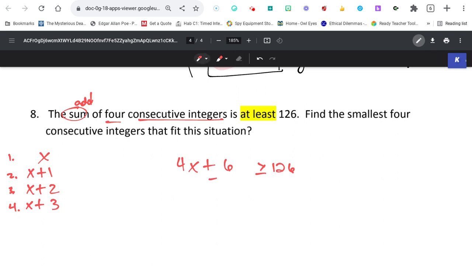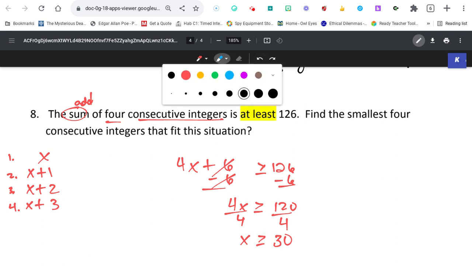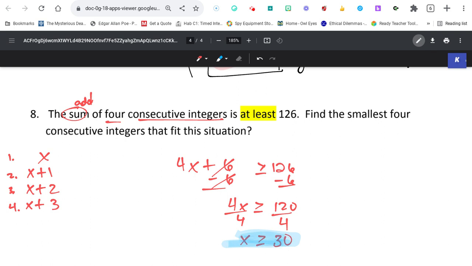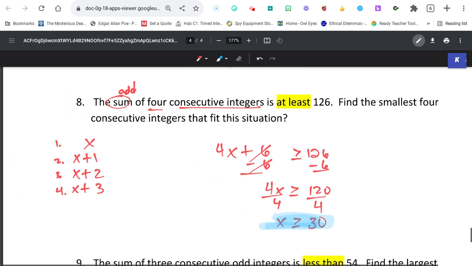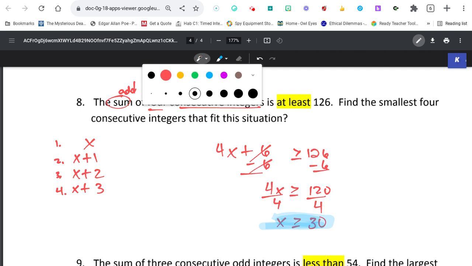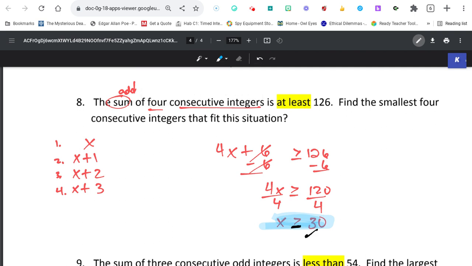All right, so now I'm going to subtract 6 from both sides. So we end up with 4x greater than or equal to 120. Divide both sides by 4. So x is greater than or equal to 30. Now, because it has this equal symbol, let me change colors so it won't blend in, because I had a red on top of a red. All right, so you see this equal symbol that's there? Because of this equal symbol, I can actually use 30 for x. So 30, and then they count up by 1: 31, 32, 33.